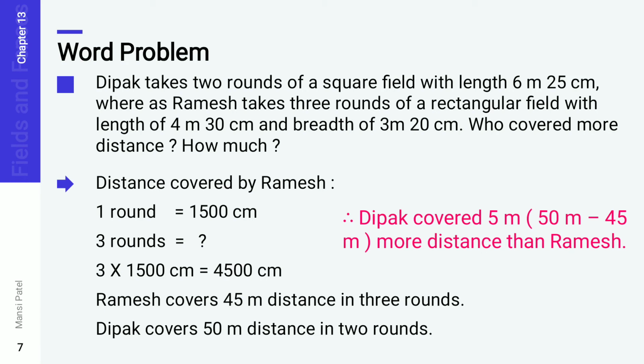Now the question arises, how is this 5 meter coming? From this 50 meter distance, we are just subtracting 45 meter distance. So 50 minus 45, that is the 5 meter. Therefore, we can say that Deepak covered 5 meter more distance than Ramesh.